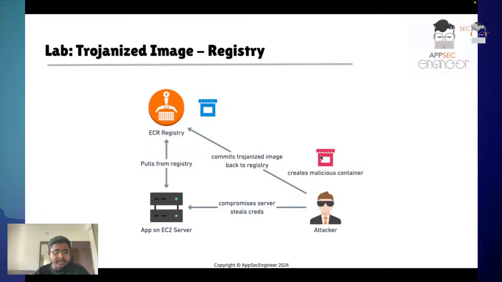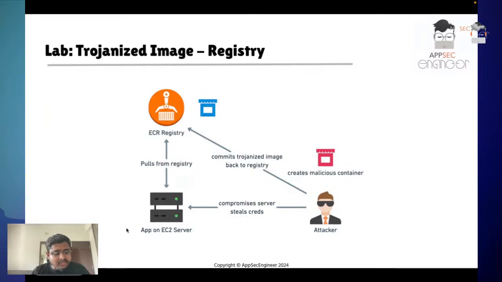So in this example, today's ECR compromise example, we're going to see there is an ECR registry in our AWS instance, which is going to pull the containers to the EC2 instance. It is a server box which is pulling some containers from our ECR registry, which is hosted with a normal application, which has an SSRF flaw. So by leveraging this SSRF flaw, one can fetch the container from the ECR registry, trojanize that container, and again publish it to the ECR registry.